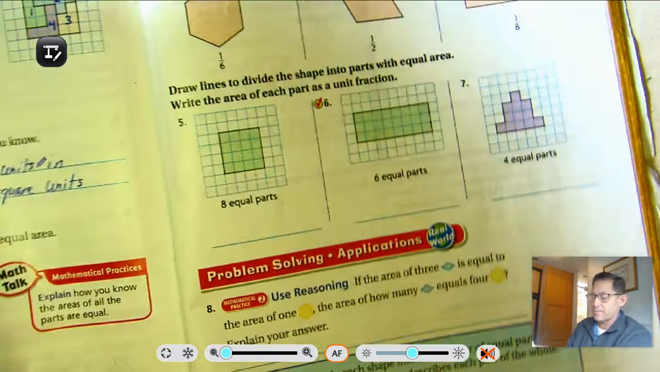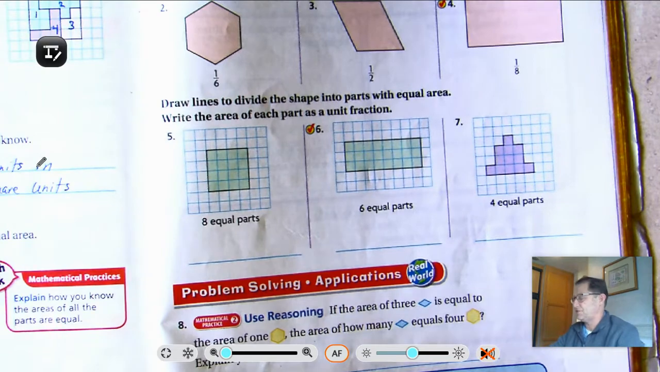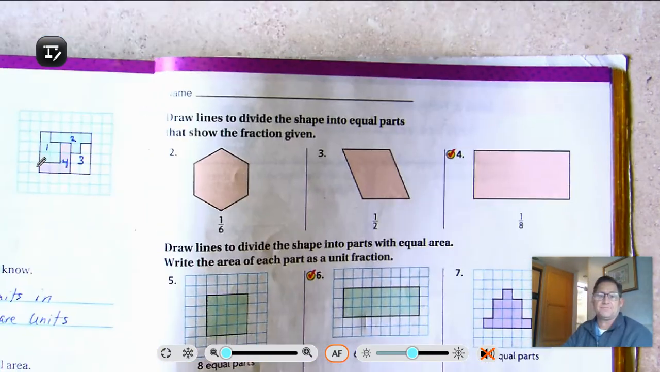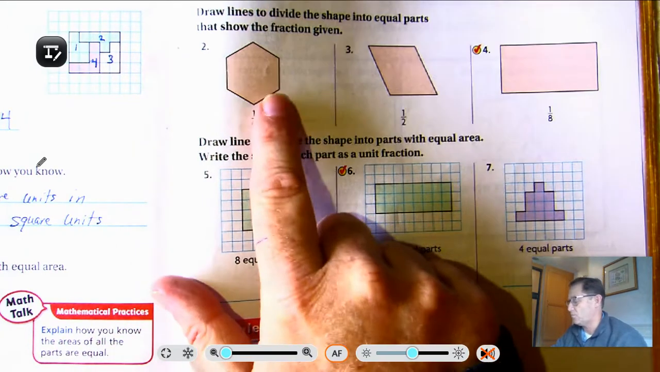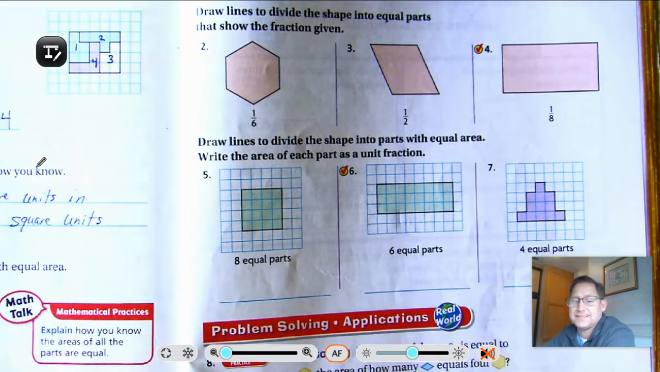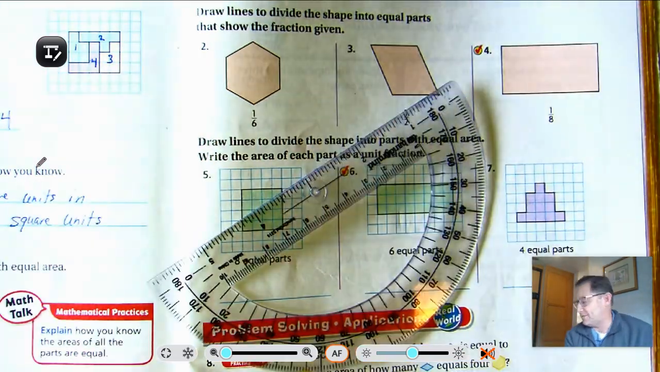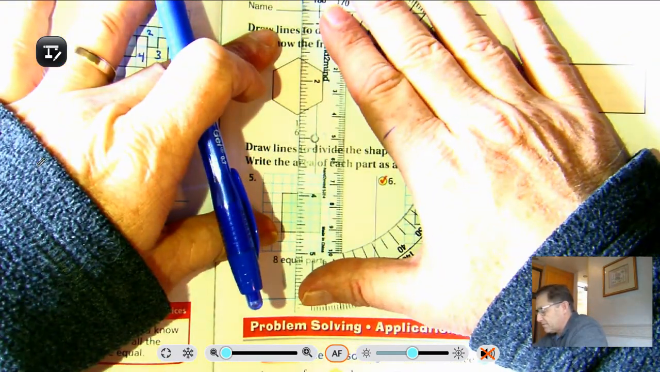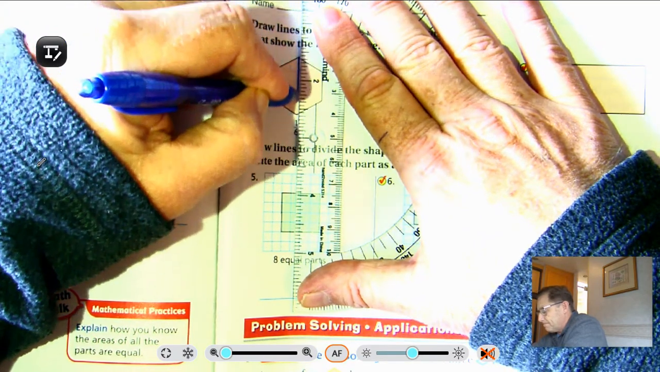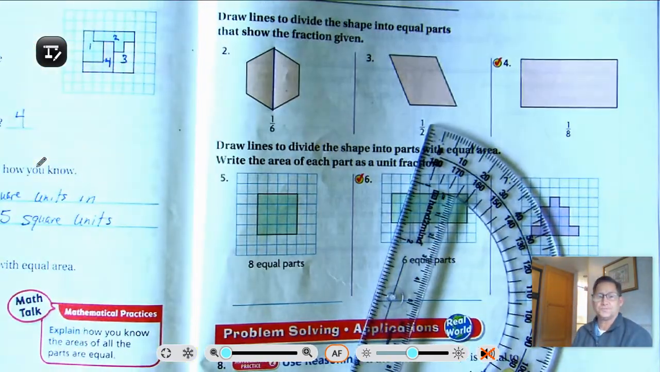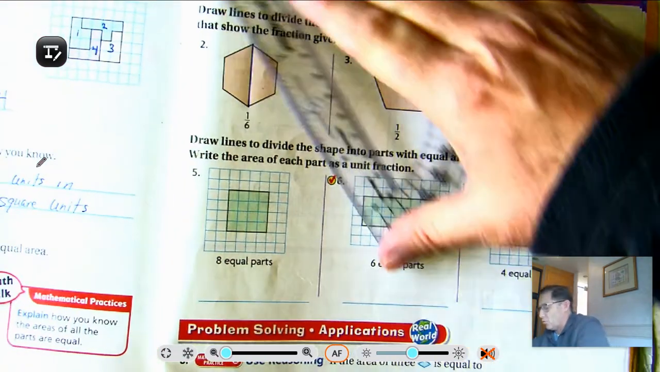Okay, number 2. Draw lines to divide the shape into equal parts that show the fraction given. All right, so they want us to take this shape and make it into 6 equal pieces. Okay, so go ahead and divide it from top to bottom. Okay, so that's going to be 2 pieces, right? All right, there's 2.